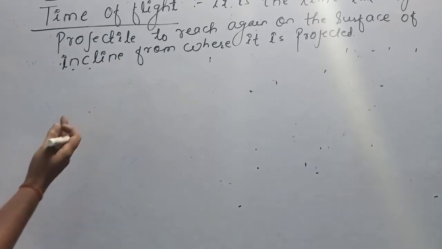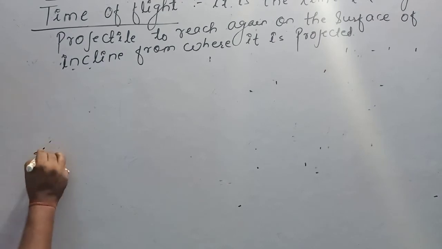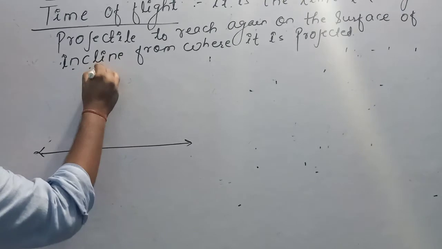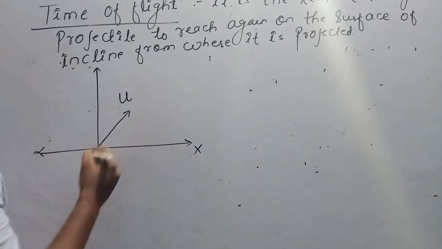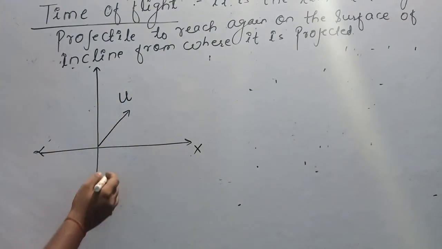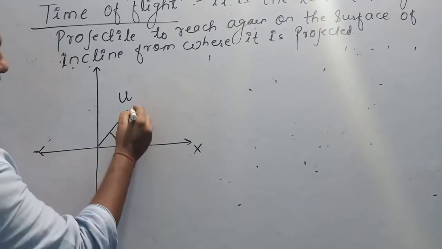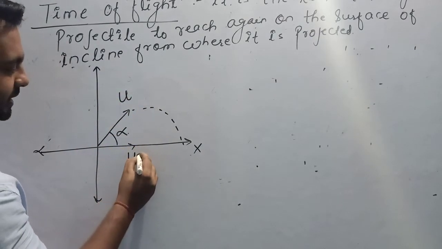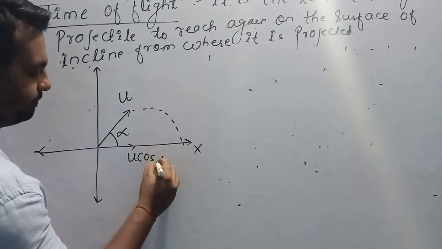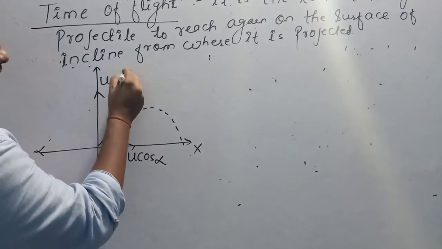So for convenience and simplicity, I am again making that diagram of projectile motion on an incline from down to top in simple form. This was the x-axis. The projectile was projected with some initial velocity u, making some angle alpha. It will fall like this. The components of initial velocity were u cos alpha in this direction, and its y component was u sin alpha.